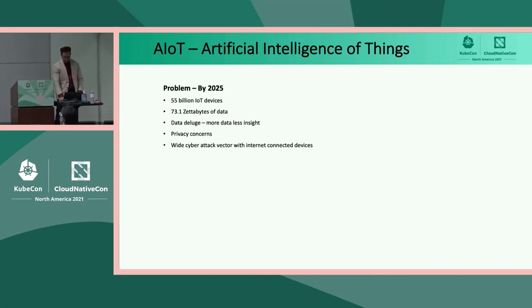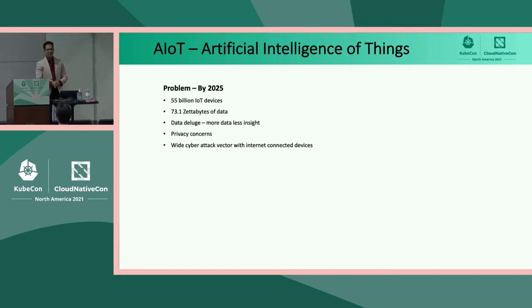So what is AIoT? We all know and have heard that the number of internet connected devices is growing each year. Most industry analysts say that in the next 3 years, we will have close to 55 billion devices. But that's where we reach a point of diminishing returns. What we find is the more devices we get in the connected internet, the less insights we're getting.